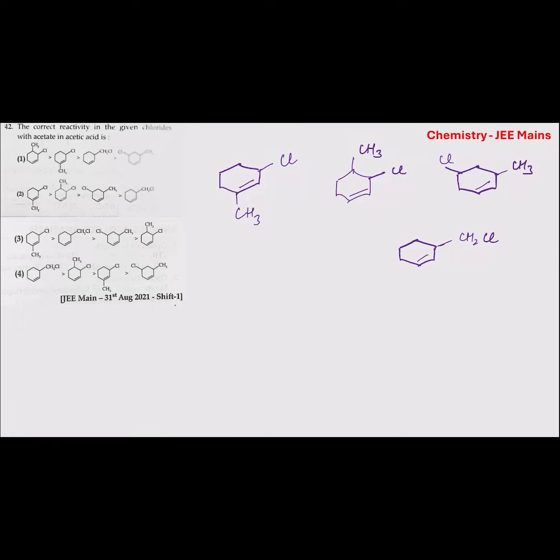The correct reactivity in the given chlorides with acetate in acetic acid is... Now, acetate ion is a weak nucleophile, so it will follow the SN1 mechanism, and the SN1 mechanism depends upon the stability of the carbocation intermediate formed. The more the stability of the carbocation formed, the greater the reactivity.